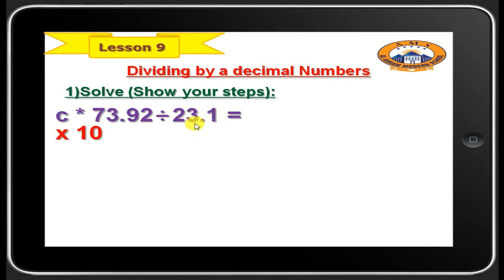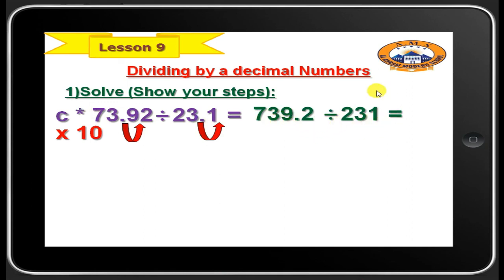Here I have 1 digit in the front of the decimal, so I will multiply them by 10. So that means that I'm going to move the decimal 1 place to the right here, and also move the decimal point 1 place to the right also in the divisor. So the numbers will be 739.2 divided by 231. Now the divisor is a whole number, we can do our division operation.